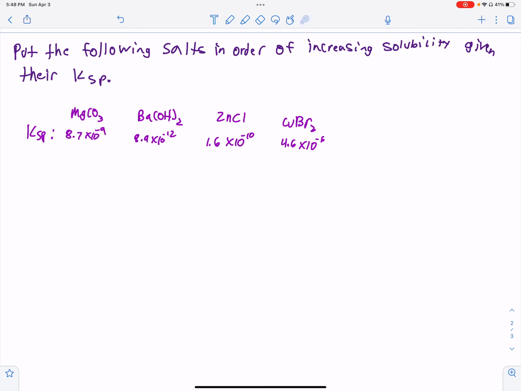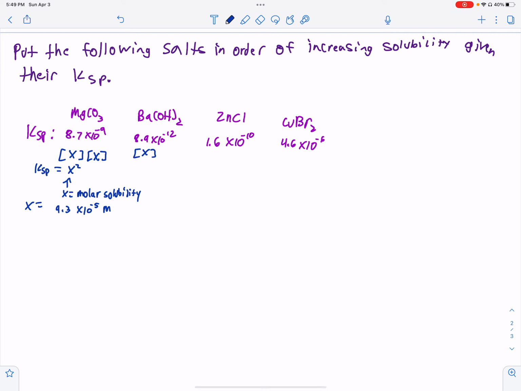When this magnesium carbonate dissociates, you get a magnesium ion and a carbonate ion. So this is going to come out to be X times X. If I simplify that, I get X squared, and I can set this equal to the Ksp. Here, X is equal to the molar solubility. If I solve for X given this Ksp, I would find the molar solubility to be 9.3 times 10 to the minus 5 molar. I'm going to do that for all of these.